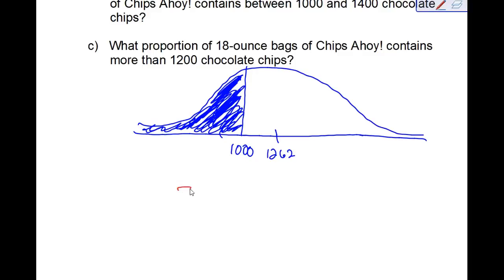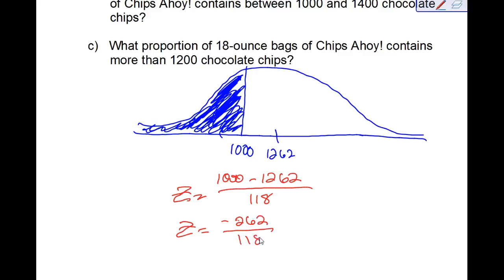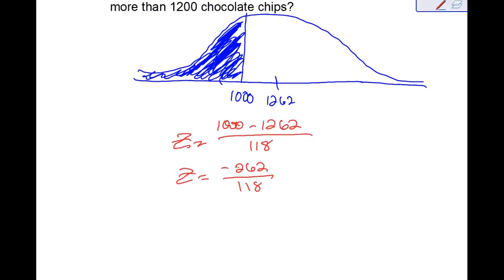So I'm going to find out what the z-score is. So that's 1,000 minus 1262 divided by the standard deviation, which is 118. Again, I'm going to do that subtraction and get a negative 262 divided by 118. And I'm going to scroll down just a little bit to give me some more room.